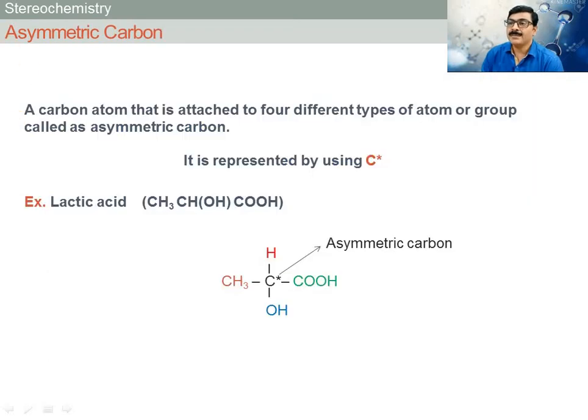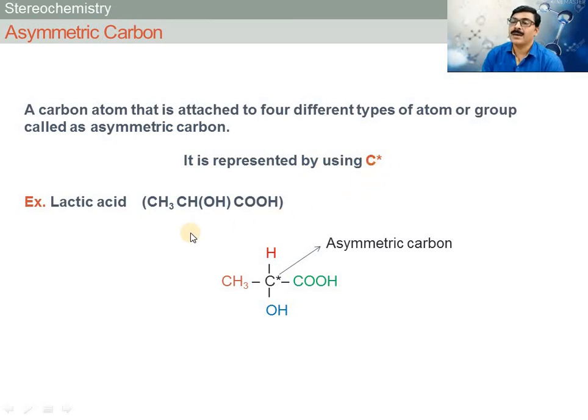A carbon atom attached to four different types of atoms or groups is called an asymmetric carbon atom. Means all the four valencies of the carbon atom are satisfied by using four different groups or four different atoms, and it is represented by using the symbol star.